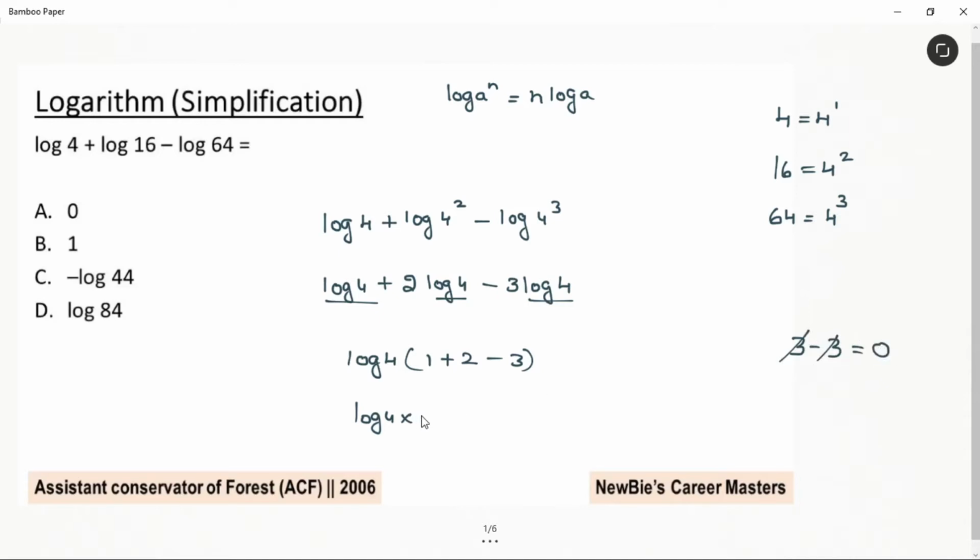Let's put it again here. What is log 4 into 0? Not only log 4 into 0, any number into 0 gives you the answer 0. Am I clear? Yes, the final answer is 0. Very simple, no? We'll continue to the next question.